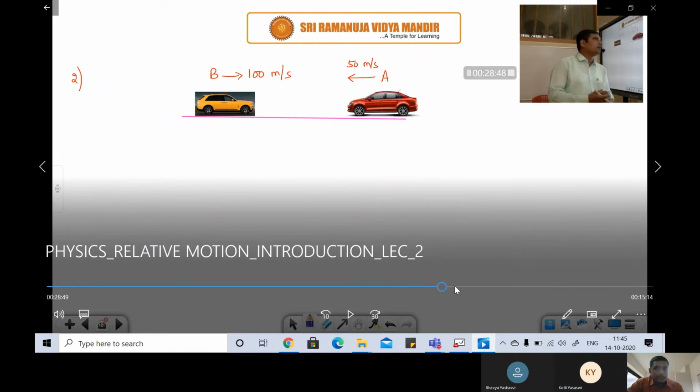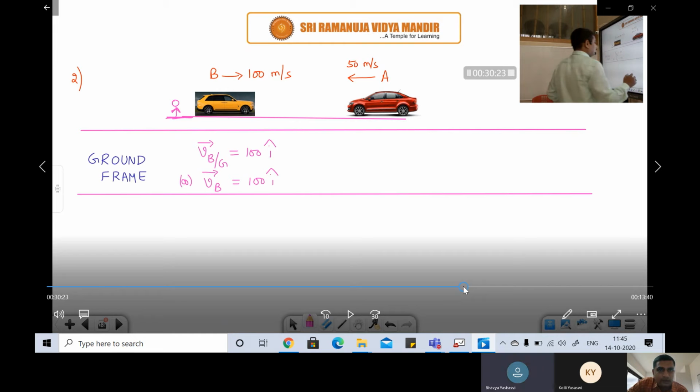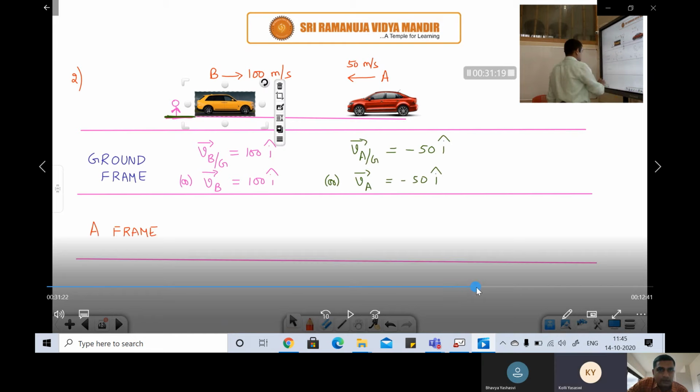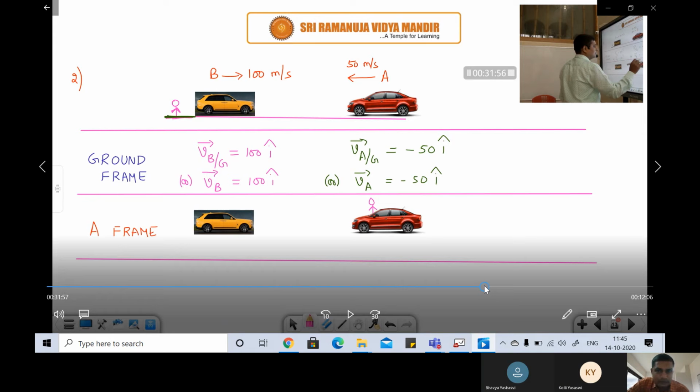Tell me now this example. A is moving left side, B is moving right side. Now, what is the velocity from A? First of all, what should we do? We should always write from the ground frame, sir. Correct. So the first step I wrote is from the ground frame. Next step is what? From A frame. A frame means what? Standing on A, sir. Then A will be at rest.